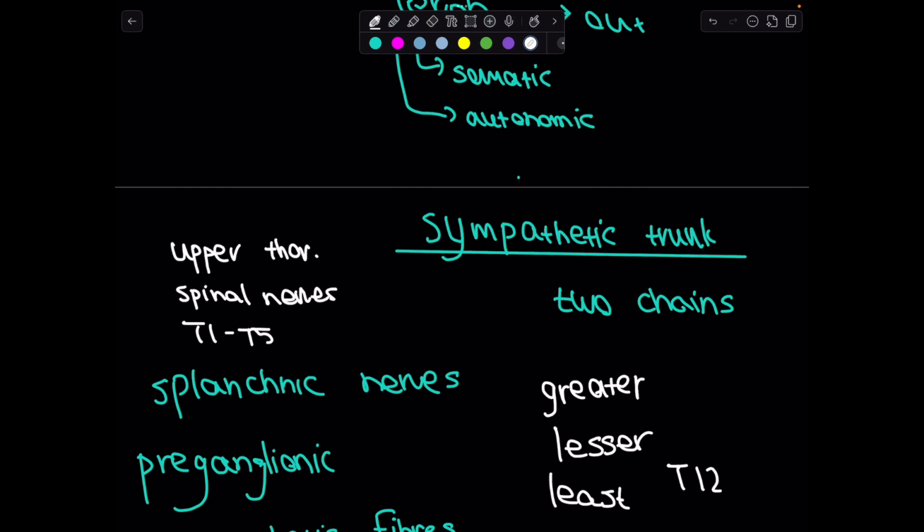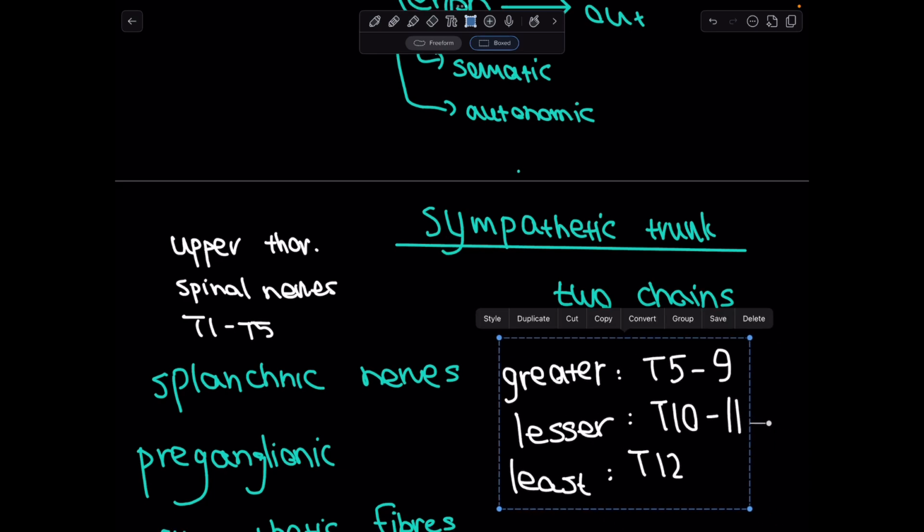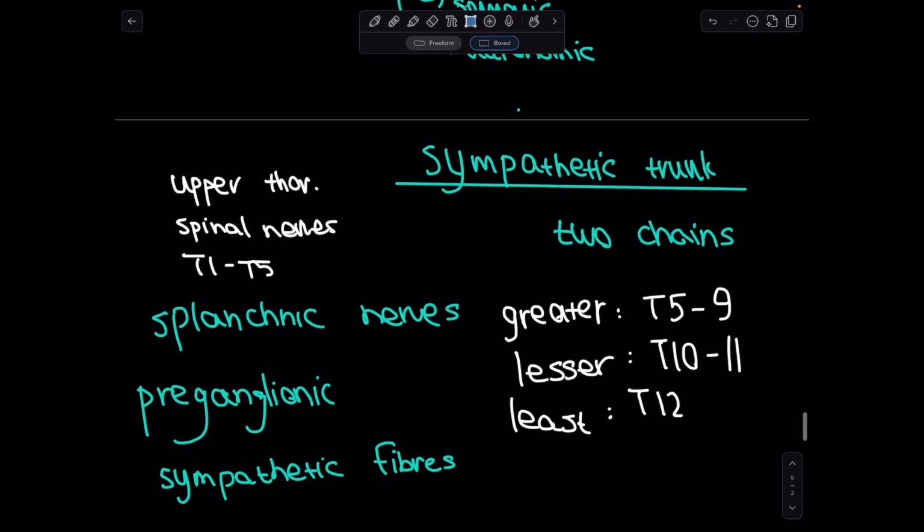The greater, lesser, and least splanchnic nerves are thoracic sympathetic nerves carrying preganglionic fibers to abdominal ganglia. Greater splanchnic nerve, T5 to T9, targets the celiac ganglion, regulating stomach, liver, and pancreas function. Lesser splanchnic nerve, T10 to T11, hits the superior mesenteric ganglion, controlling small intestine and colon. Least splanchnic nerve, T12, innervates the renal plexus, affecting kidneys.